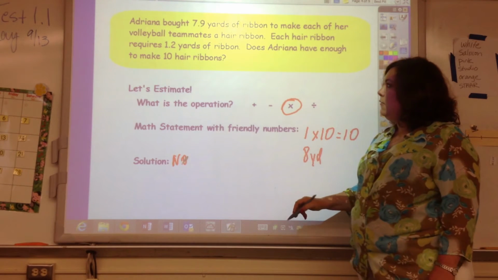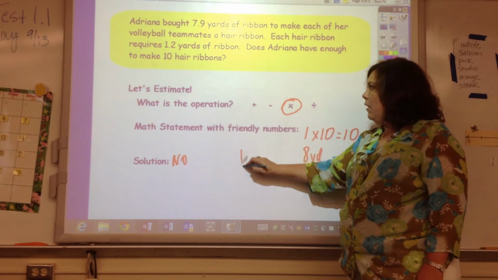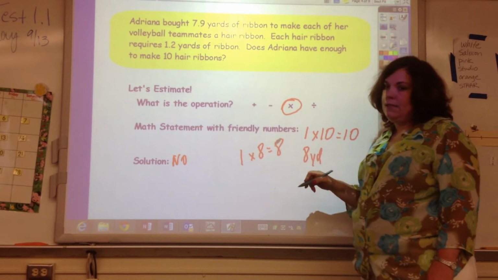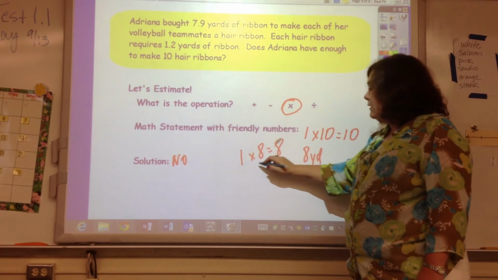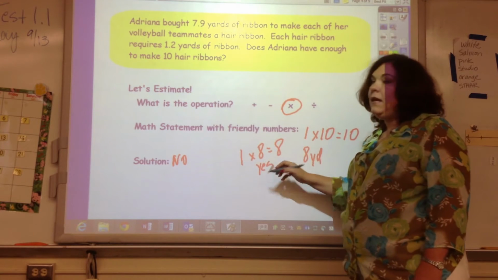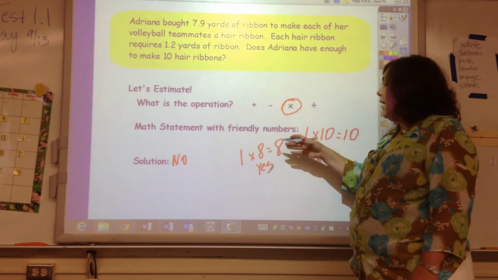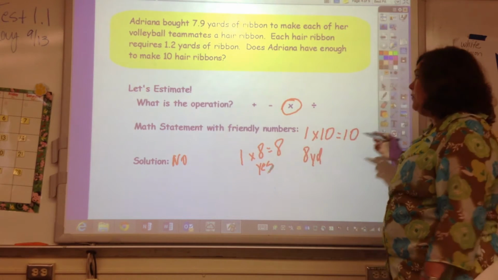You could also do it the other way and say 1 times 8 equals 8 yards needed, and she has 10. So that would work, and so in this situation it would be yes. So the lesson here is sometimes a question has two answers. You just have to explain how you estimated and what you estimated to get your answer.